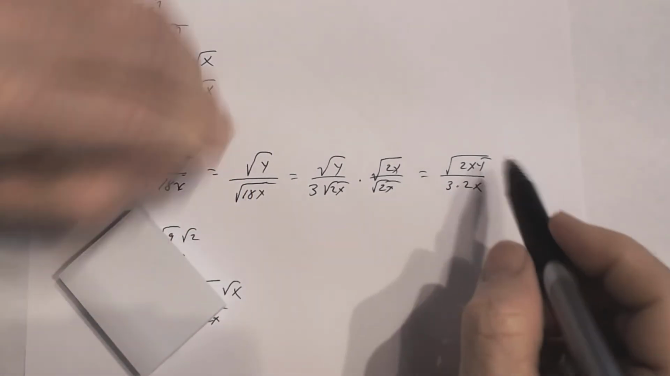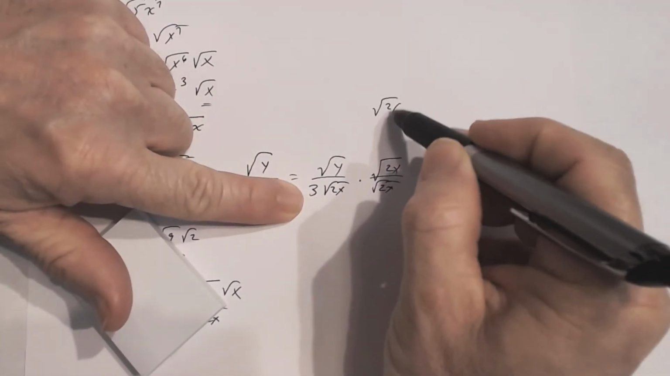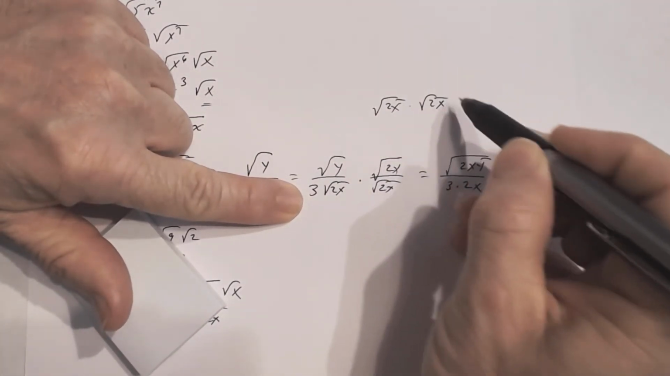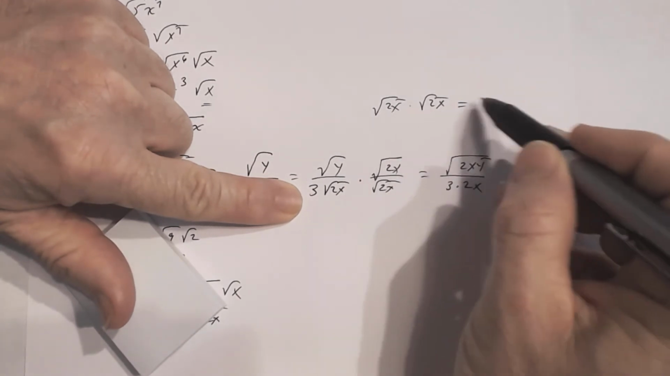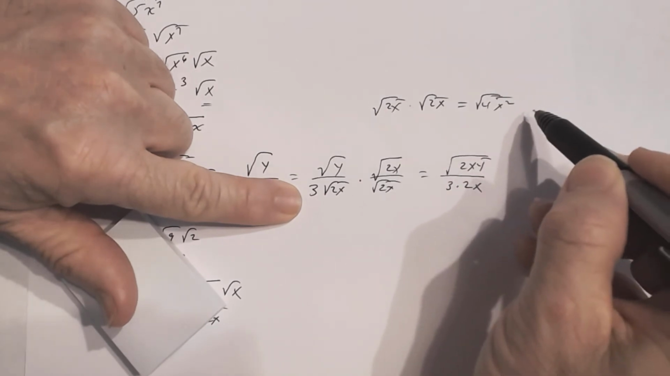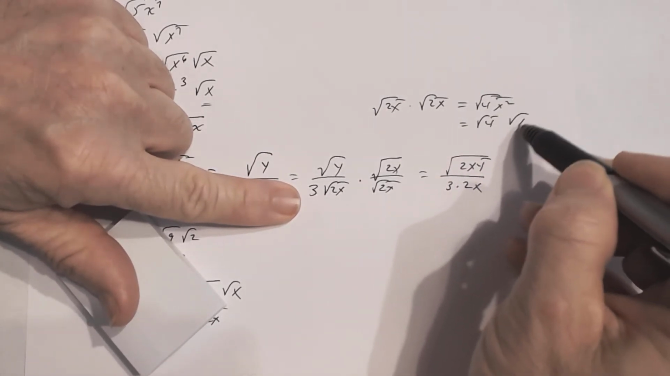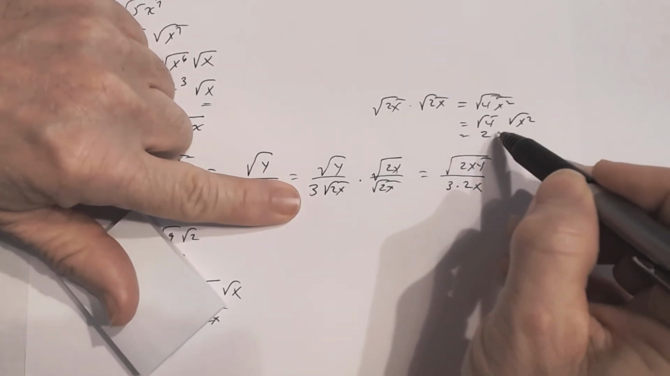Okay? Now, if you needed to work it out, then work it out. So here's what we have. We have the square root of 2x times the square root of 2x. Well, according to the product rule, that's going to be the square root of 2 times 2 is 4, and x times x is x squared. And then notice, using the product rule again, we get the square root of 4 times the square root of x squared, which is 2x.